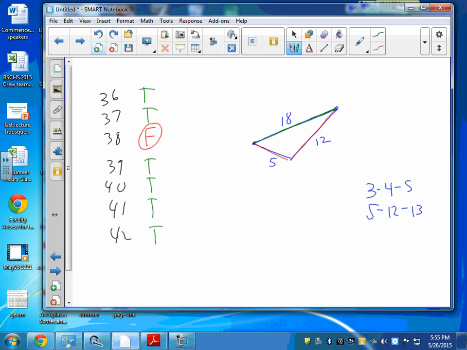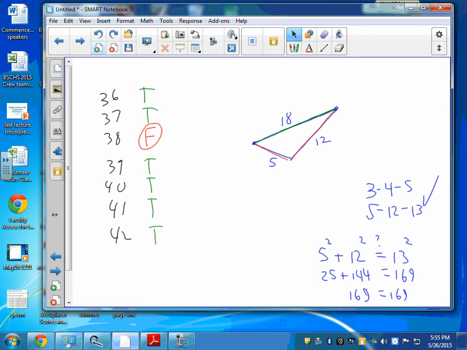If you're unsure, take 5 squared and add 12 squared to it and see whether or not that equals 13 squared. There's your question mark. 25 plus 144 is 169. And sure enough, 169 equals 169. These are the sides of a right triangle. True. Number 40. The area of a circle with a diameter of 20 centimeters is 100 pi square centimeters.